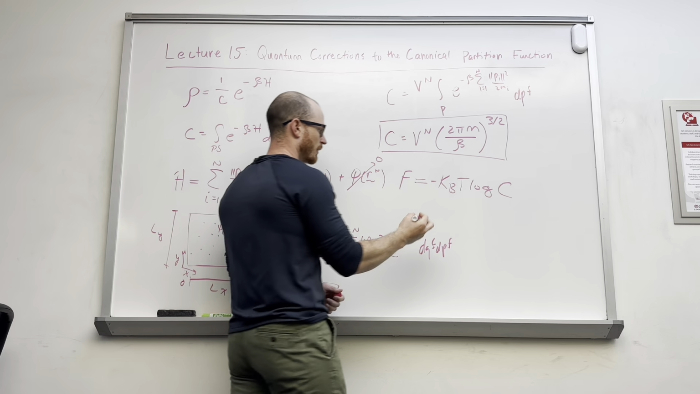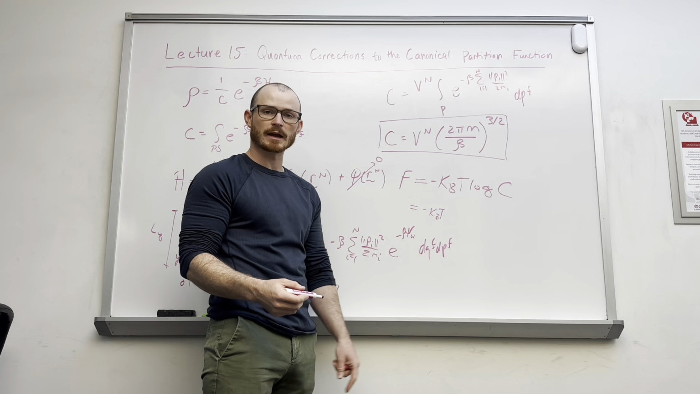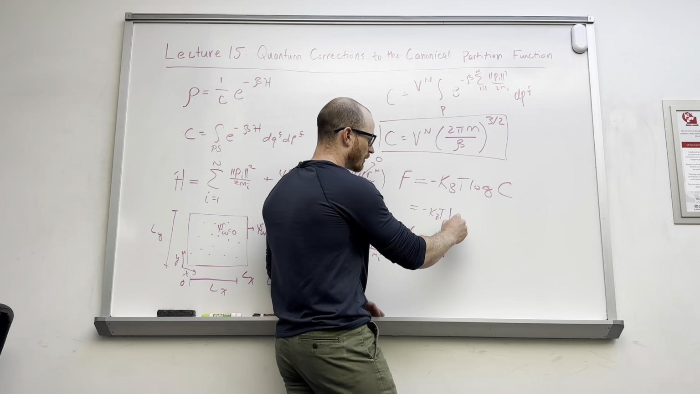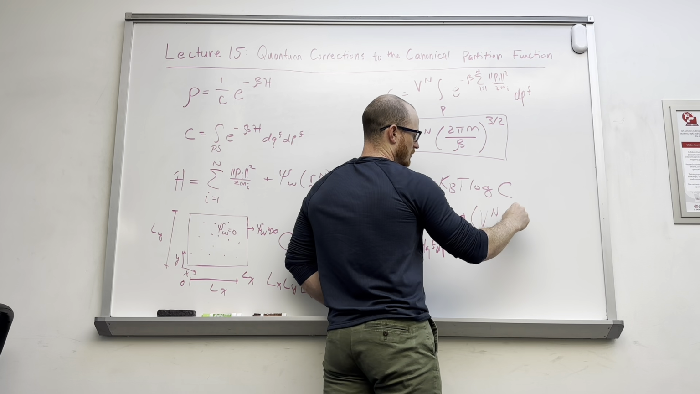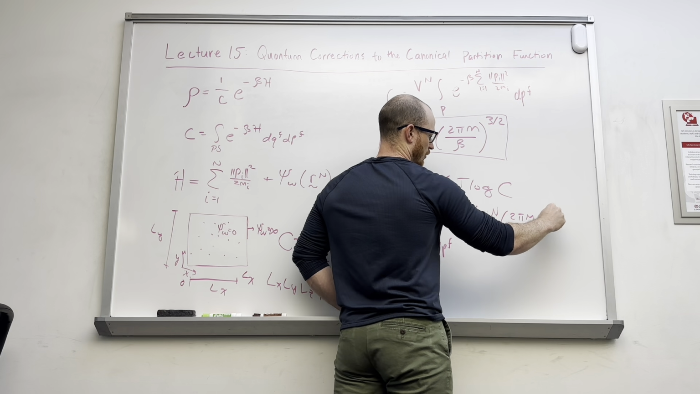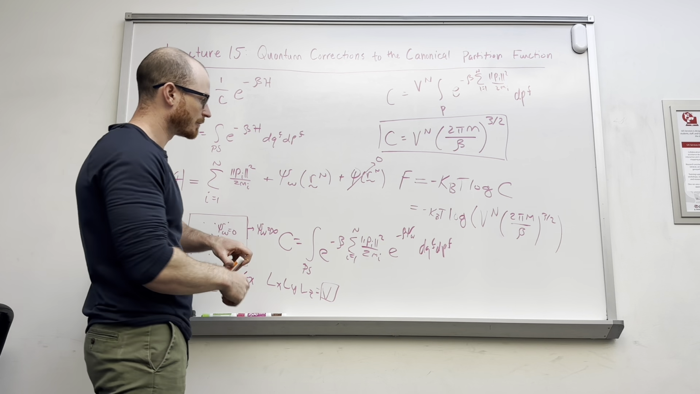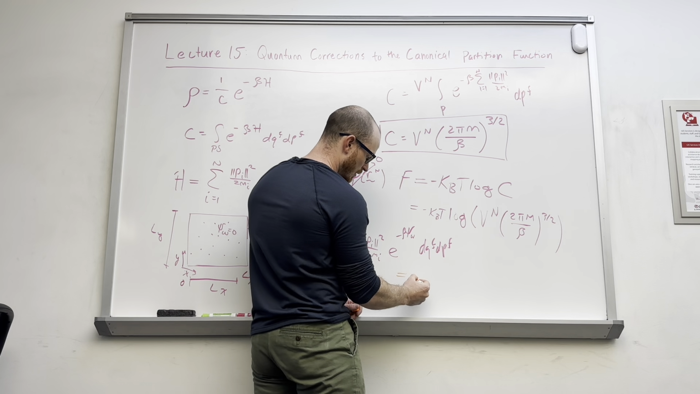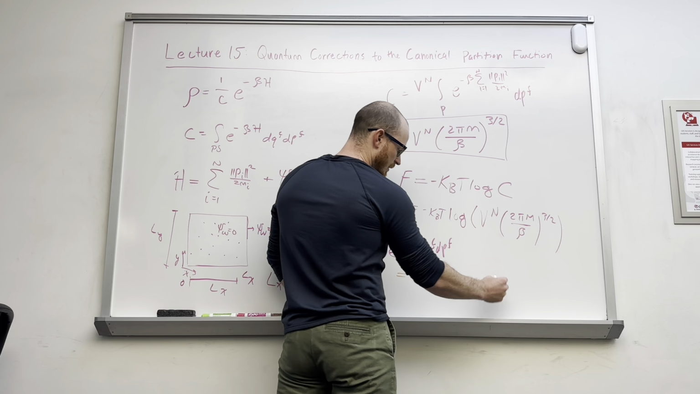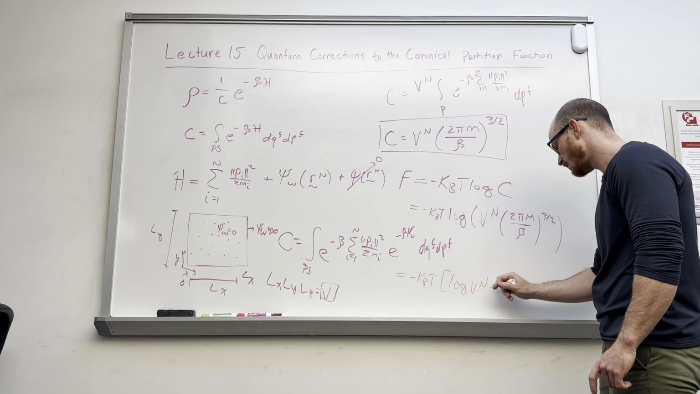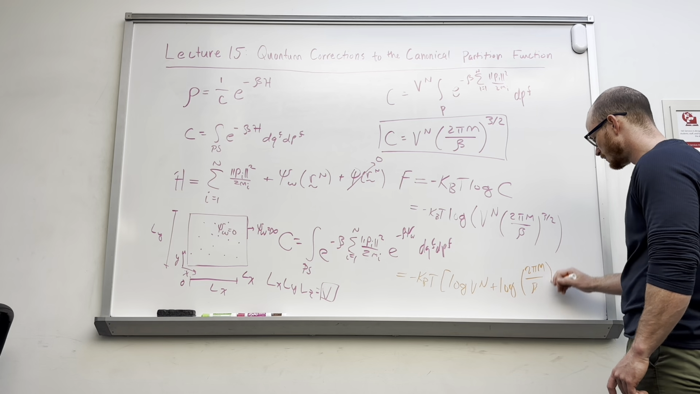So what is this? Well, this is equal to minus k_B T log of V to the N times 2 pi m over beta to the 3/2. When we take the log of all of this, what we can do is use this rule of sums in a logarithm to obtain that this is equal to minus k_B T times the log of V to the N plus the log of 2 pi m over beta to the 3/2.